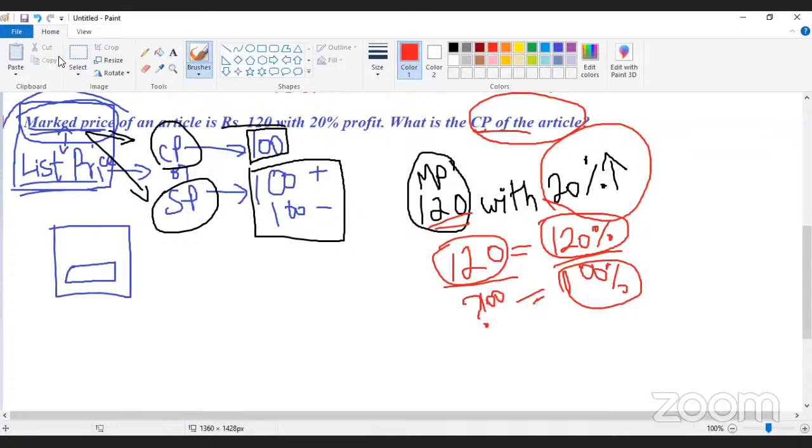Can anyone quickly answer my questions? There is nothing to add. See, it's given with profit. So 120 is equal to 100 plus 20.